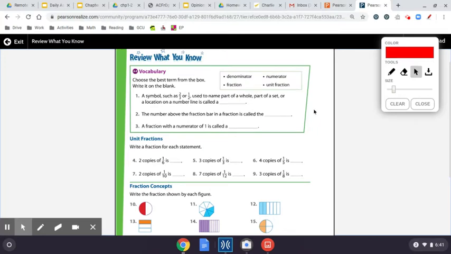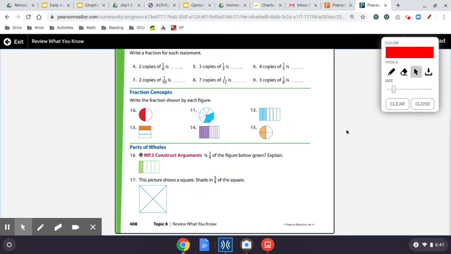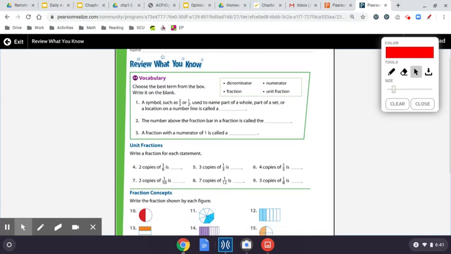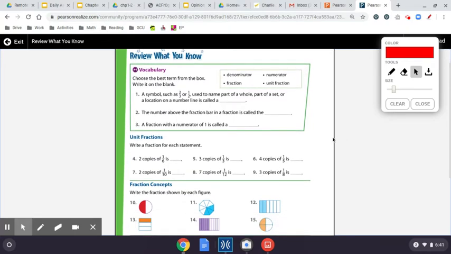So the first part, and this is page 408 in your workbook. We're doing the review what you know page, and this is just to review fraction terms and what fractions are before we get into equivalent fractions, which we're going to be getting into in the next few days this week. But I want to complete the review what you know page first and just review fractions in general before we get there. So I want to look at the vocabulary first.